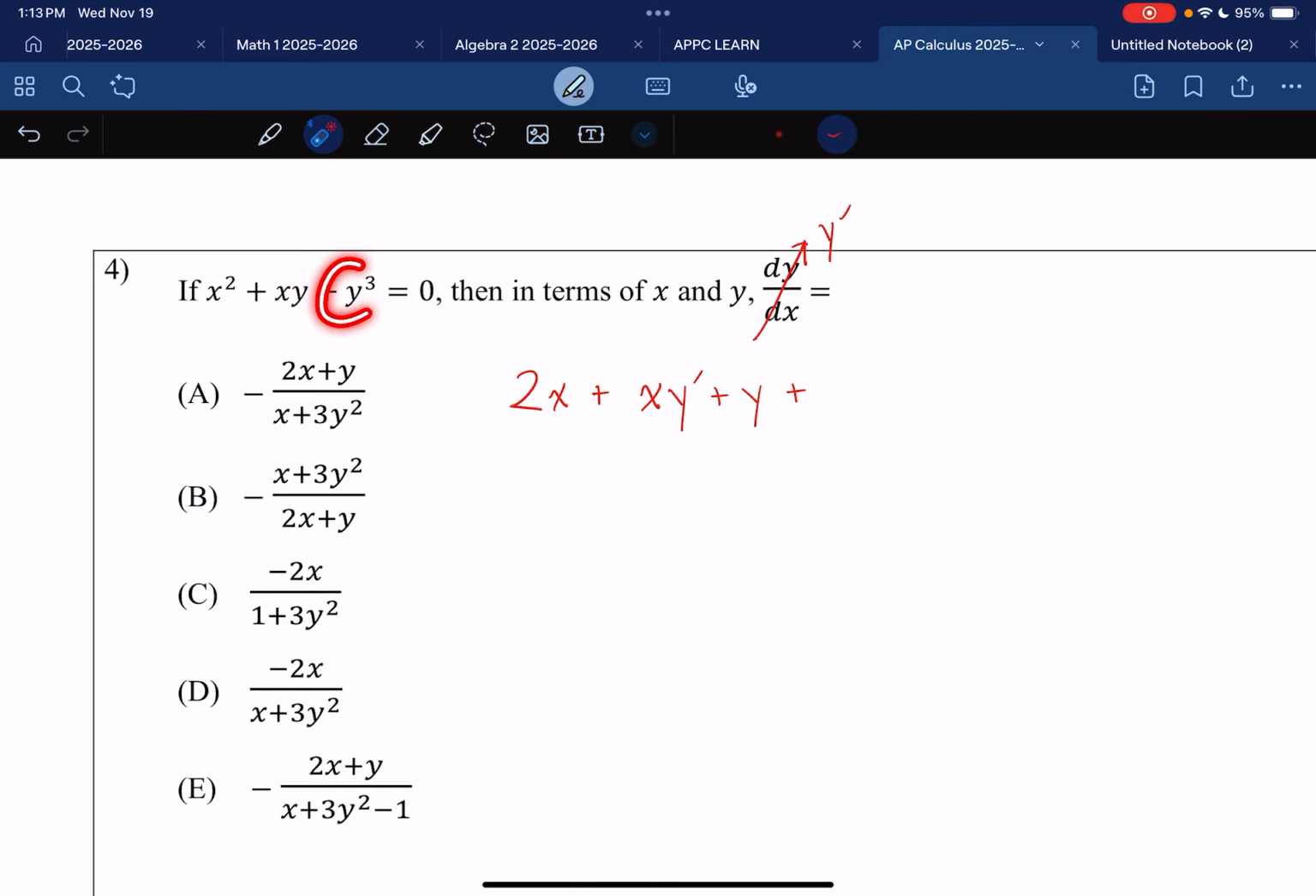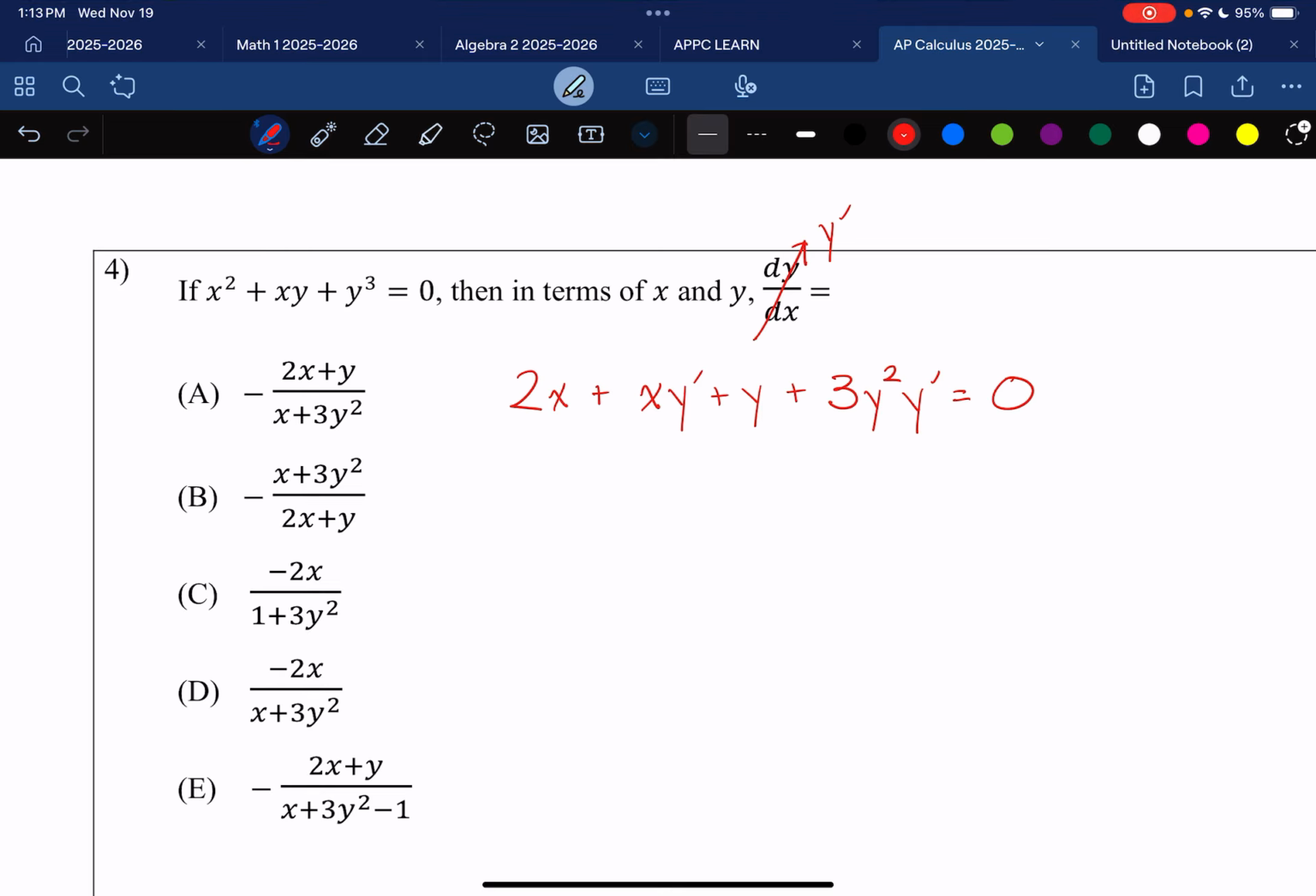Plus, now I'm going to take the derivative of y to the power of 3. The 3 is going to come down in front, and I have y to the power of 2, correctly applying the power rule. I was going to say product rule. Man, my mind is not working right now. With power rule, there we go. And then don't forget your chain rule. The derivative of y is y prime. And this is still set equal to 0.